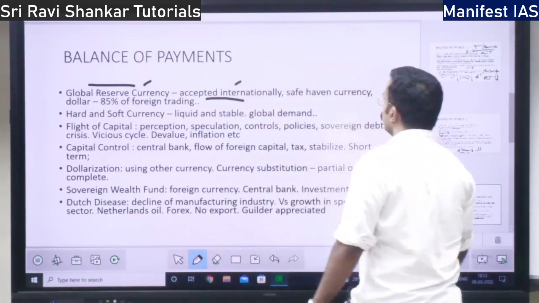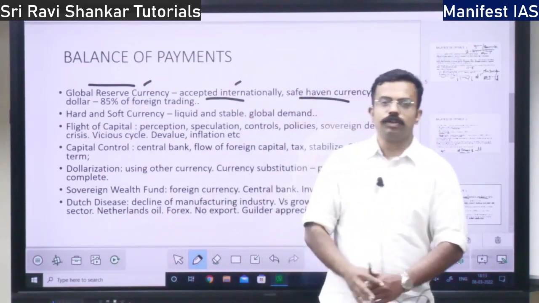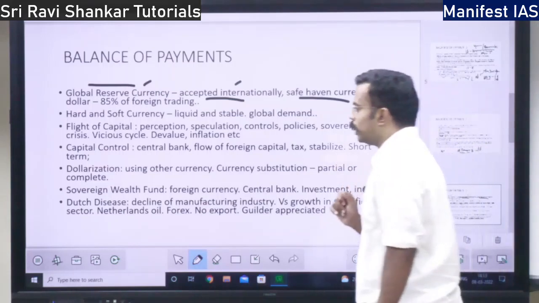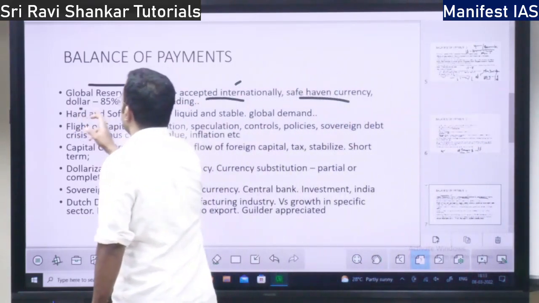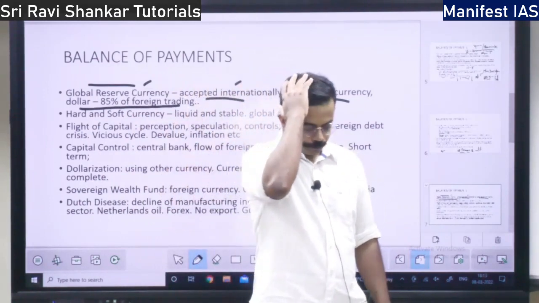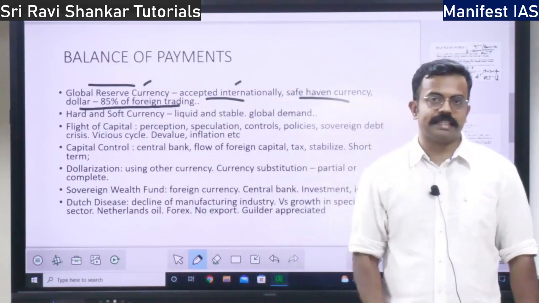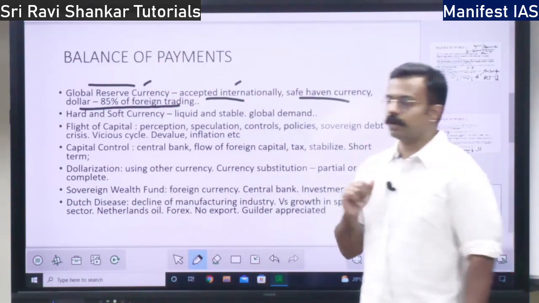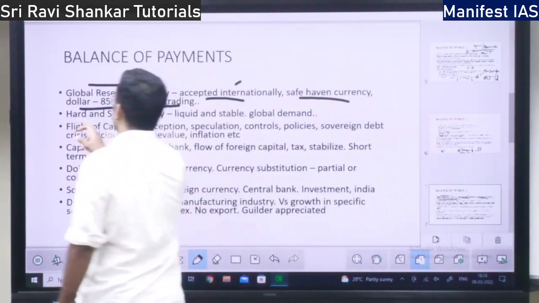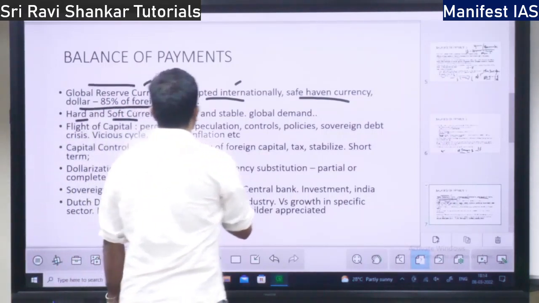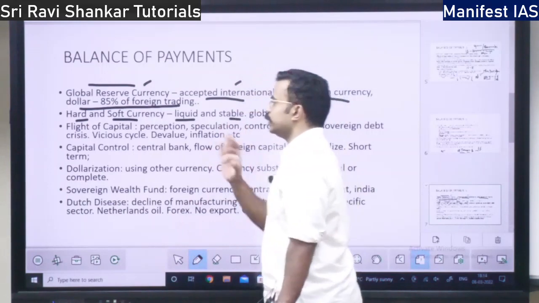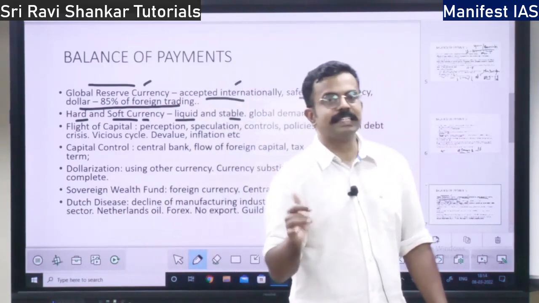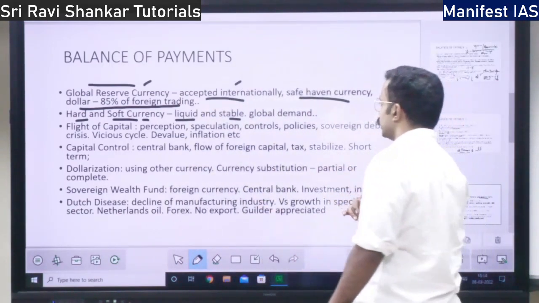Then it is a safe haven currency, which means you can safely invest in that currency with no risk or very little risk. The dollar constitutes 85% of foreign trading. If there is 100% of foreign trade taking place, 85% of the trade takes place in dollars. Then you have hard currency and soft currency. Hard currency is the currency I told you which is liquid, with a lot of liquidity, and stable. The opposite, a currency which is not liquid, with very little supply, and which is unstable, is soft currency.